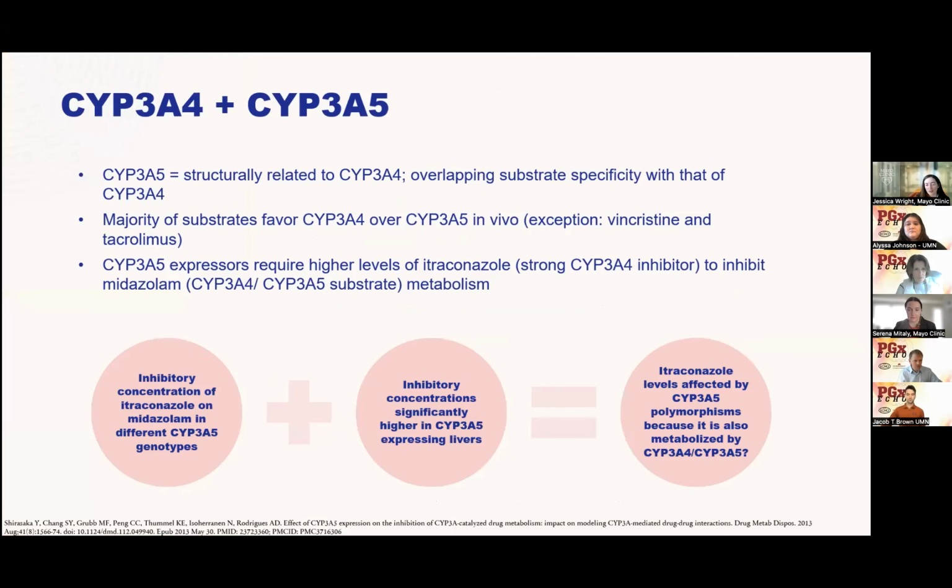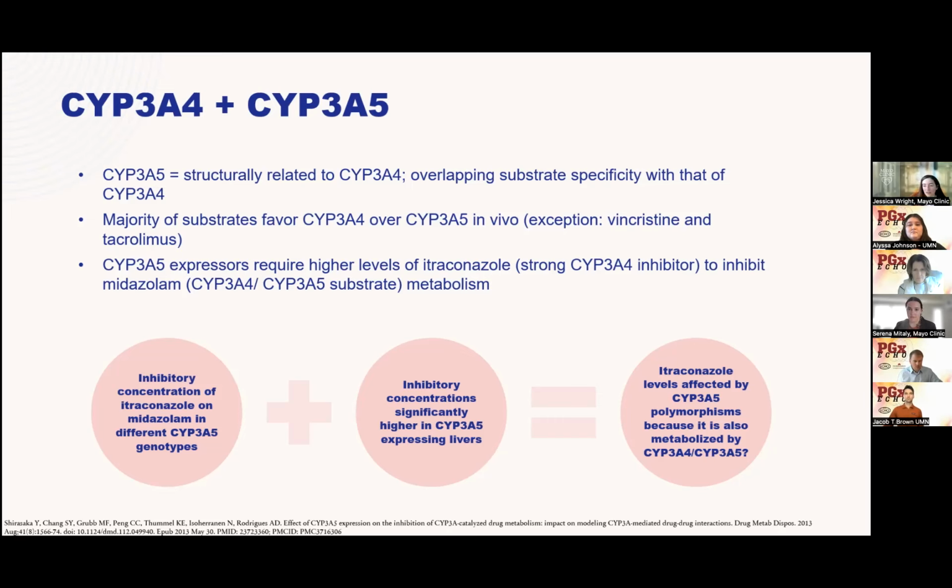Now for CYP3A4 and CYP3A5, I really wanted to talk a little bit more about this because itraconazole is metabolized by CYP3A4. But what about CYP3A5? We hear so much about CYP3A4, but CYP3A5 is structurally related to CYP3A4. And there's some overlapping substrate specificity, and it can vary greatly from drug to drug. But a lot of the substrates or drugs do favor CYP3A4 over CYP3A5, but there are some exceptions. So 2 of the exceptions noted are vincristine and tacrolimus.